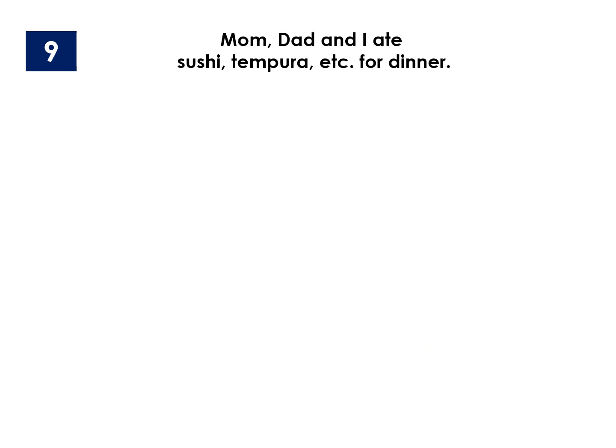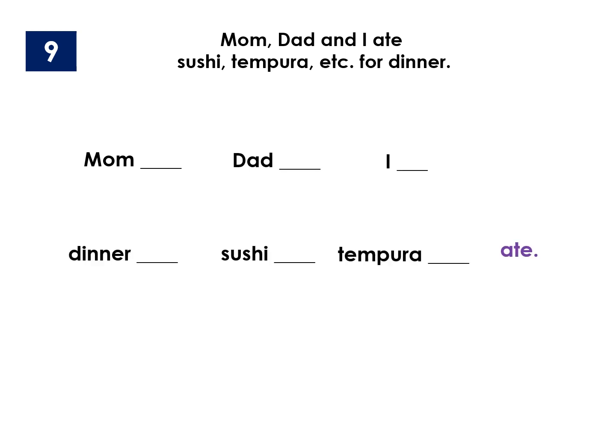Next sentence, Mom, Dad, and I ate sushi, tempura, etc. for dinner. The elements are Mom, Dad, I, dinner, sushi, tempura, and the verb ate. Mom and Dad both take the particle to indicate and. Together with I, it's a complete listing of people who ate. Then I takes the particle ga. It can also take the topic particle wa, depending on the situation.